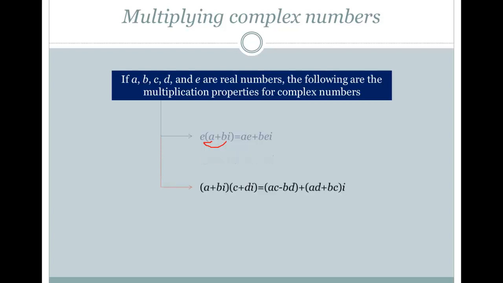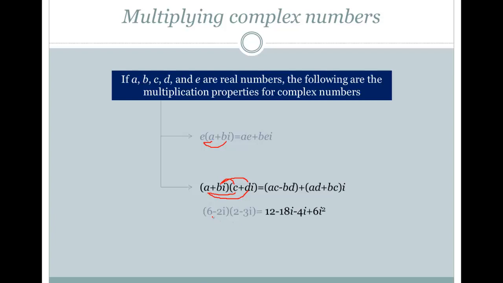Okay? I can also multiply two complex numbers together, and then I'm just going to FOIL here. Here's what the result's going to be, but I'm just going to FOIL. If I FOIL, I want a times c, a times di, bi times c, and bi times di. So I'm going to FOIL, and we know how to FOIL. And so here's an example.